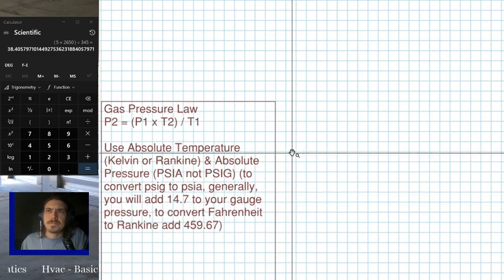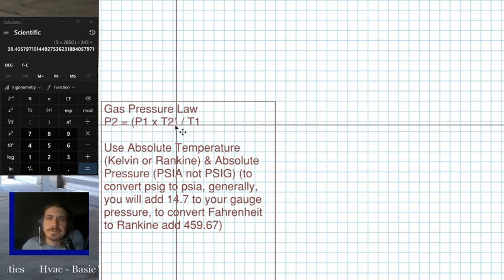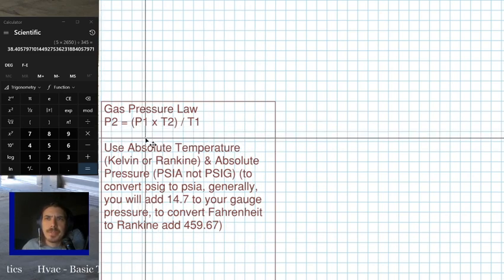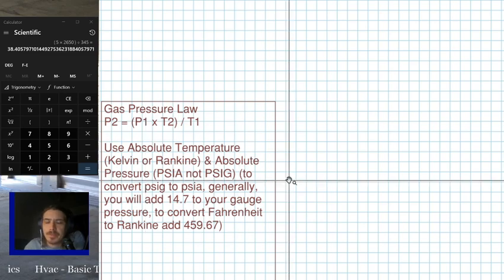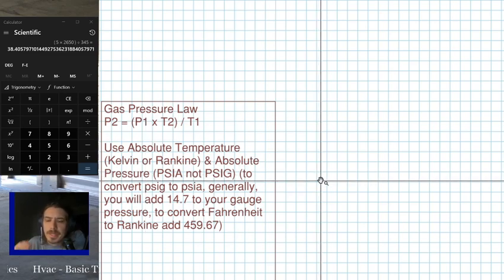All right. So our gas pressure law is P2 equals P1 times T2 divided by T1. So let's go back to our example. We had a VRF system.